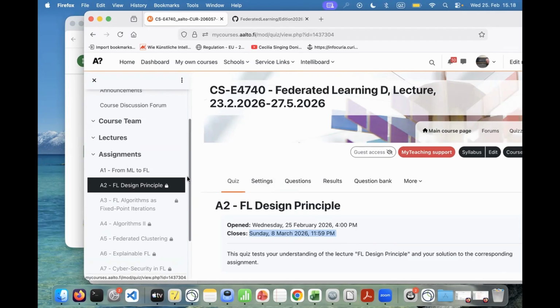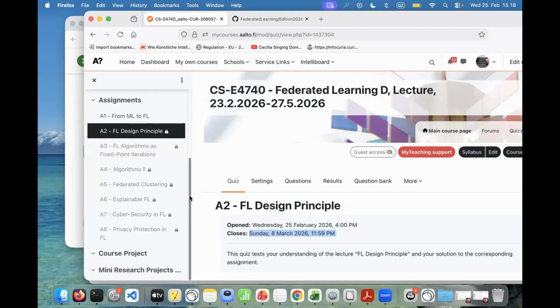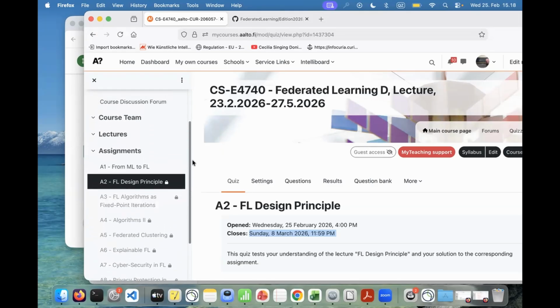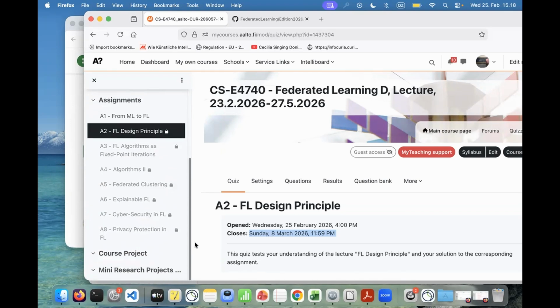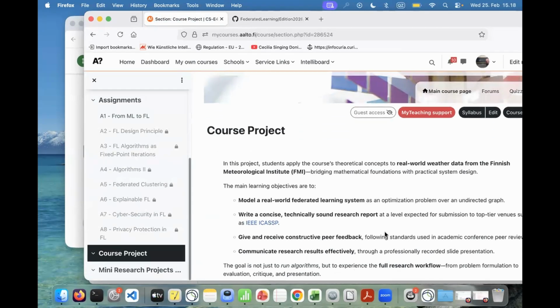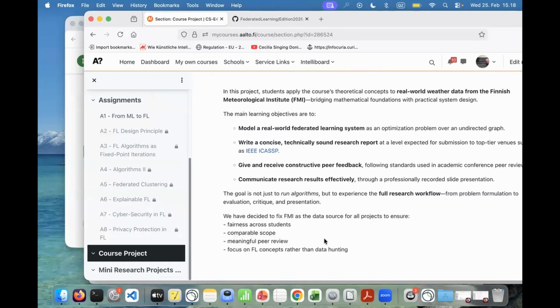On average, you have to complete one quiz per week during the first part of the course. As a reminder, this course consists of two parts. The first part is now in February and March, consisting of 8 lectures with 8 assignments and 8 quizzes. And the second part, then in April and May, is the course project, where you find already some information here on the My Courses page. But as I mentioned, we will have a dedicated project kickoff event in the beginning of April. So more details about the project will come at a later point.